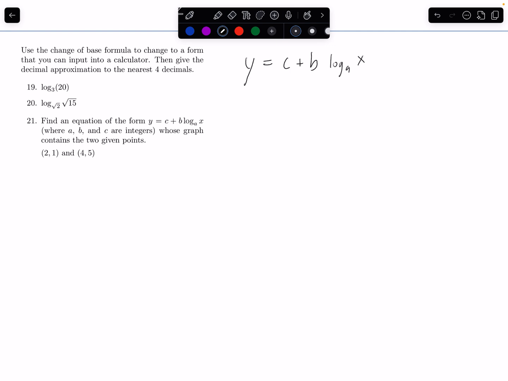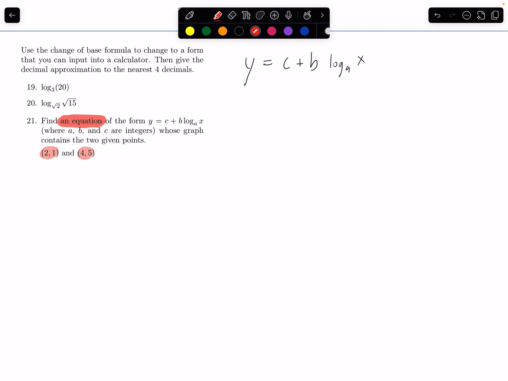Okay, but let's look at the information we're given. We want an equation of this form. It's a log equation, right? Plus we got a constant being added, something being multiplied, and some base. Now, it doesn't say find the equation, it says find an equation. And that tells me there's actually more than one possible answer here. But as we do this, I'm going to choose what to me makes sense to be the most natural choice. It's only going to be one choice, but I'll choose a choice that is natural.